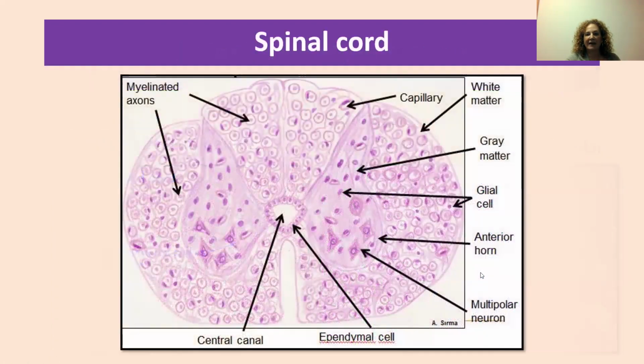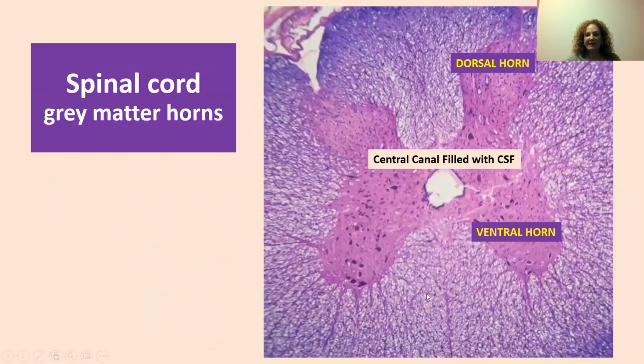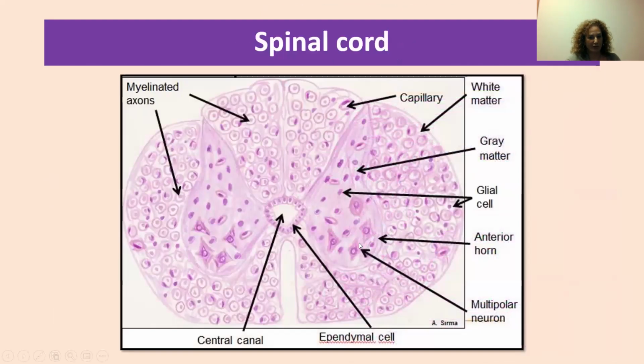So if I'm going back 2 slides, you can see here that the dorsal horn is located here, and down here in the ventral horn, you can see very clearly this rich number of multipolar motor neurons. Okay, so again, this would be your gray matter, your dorsal horn, which contains primarily sensory neurons, and the ventral horn containing primarily your multipolar motor neurons.